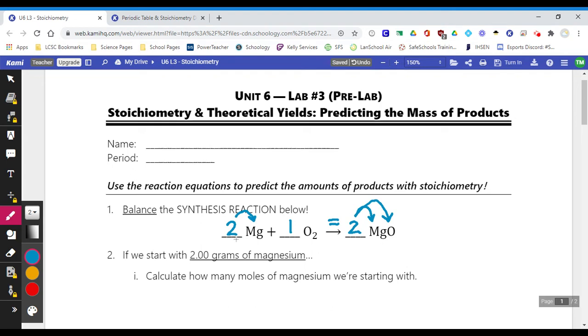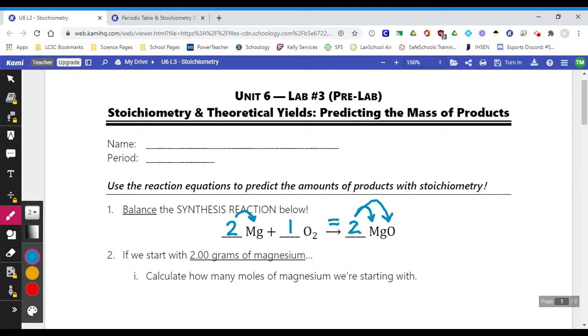What this is saying is that 2 atoms of magnesium will react with 1 molecule of O2 to make 2 formula units, or particles in general, of MgO, of magnesium oxide. So in other words, 2 particles of Mg react with 1 particle of O2 to make 2 particles of MgO.